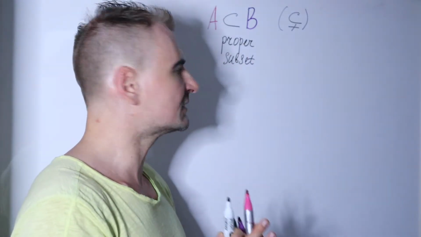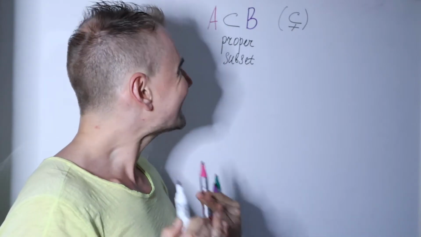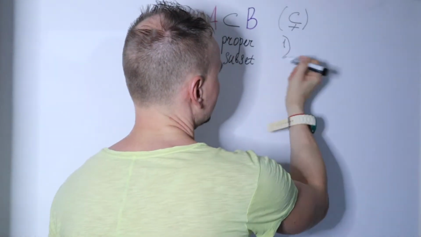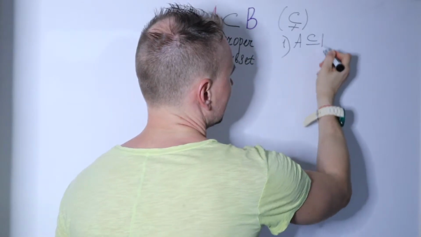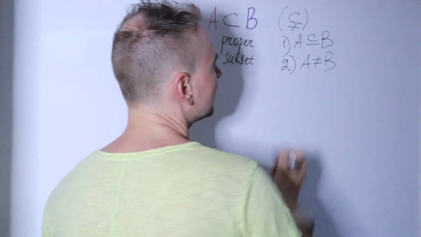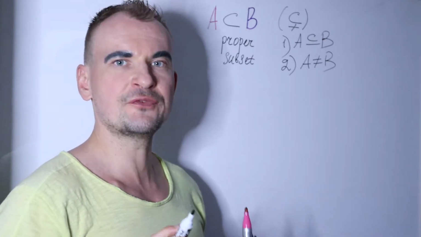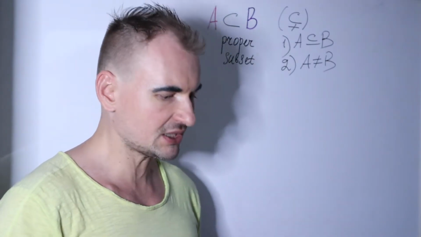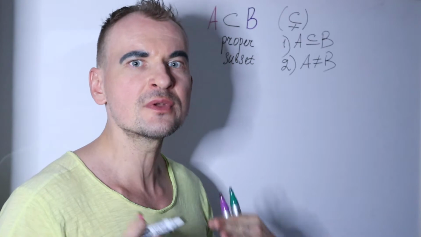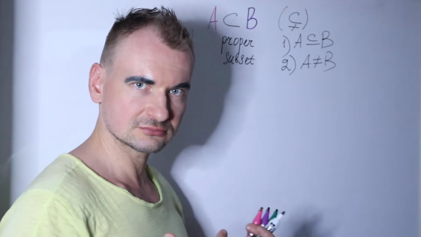Now, what does it mean? A proper subset basically fits two requirements. The first requirement: A has to be a subset of set B. And the second requirement: A is not equal to B. Well, it's a little bit confusing, I might admit. The more practice you do, the better you get. Let's have a look at some examples.